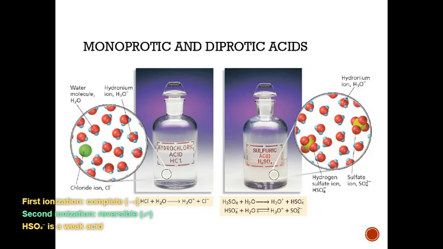It's in equilibrium. This incomplete second ionization is crucial because HSO4- is a much weaker acid than the original H2SO4. So when we calculate pH for diprotic acids, we can't ignore this equilibrium. We have to account for both steps, but recognize that only the first ionization contributes significantly to the hydrogen ion concentration in most cases.